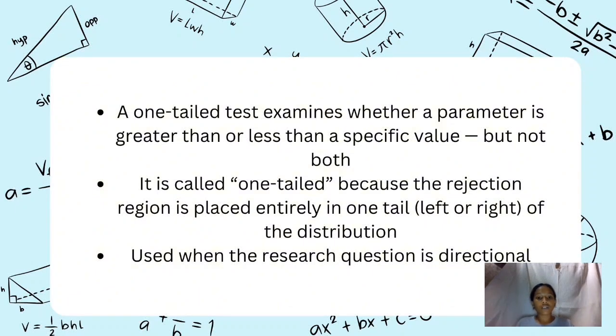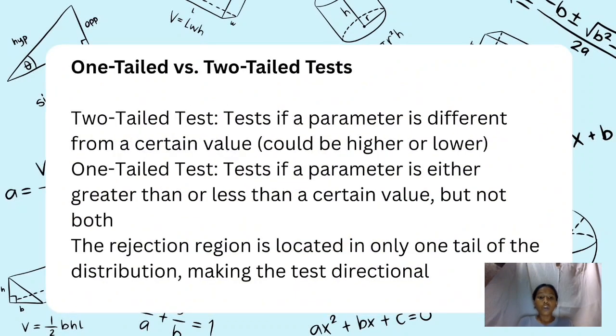It is called a one-tailed test because the rejection region is placed entirely in one tail, left or right of the distribution. So, one-tailed versus two-tailed test. A two-tailed test checks if a parameter is different from a certain value, could be higher or lower. When we talk about one-tailed tests, we're focusing on situations where the alternative hypothesis is directional. That means, as I mentioned earlier, we are testing whether a parameter is either greater than or less than a certain value but not both.